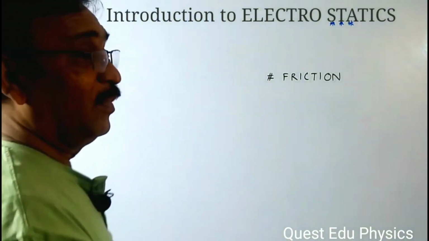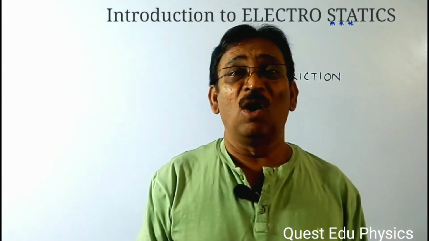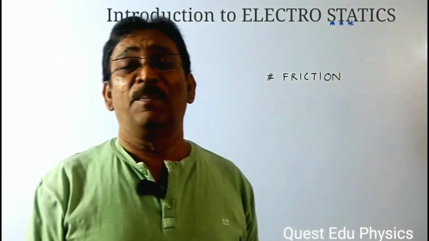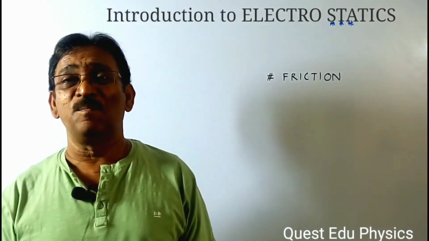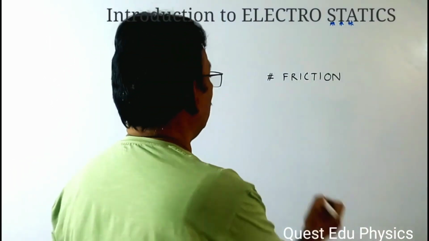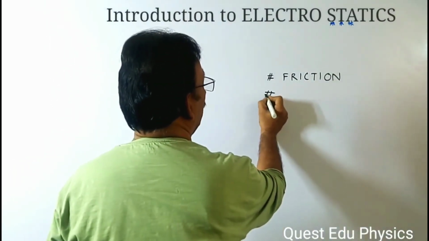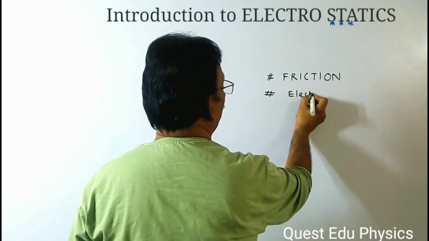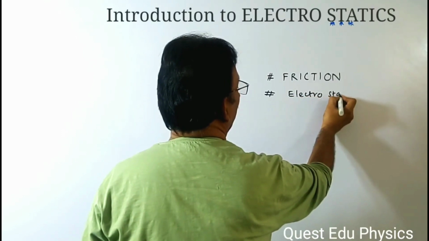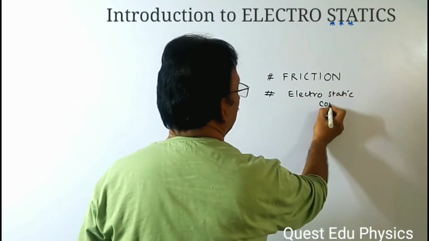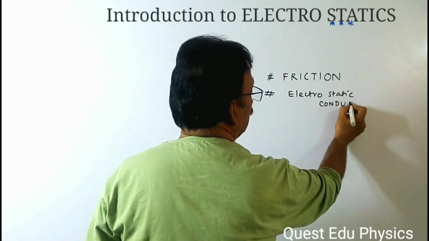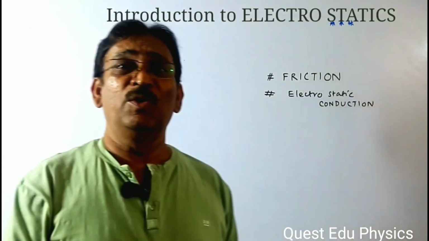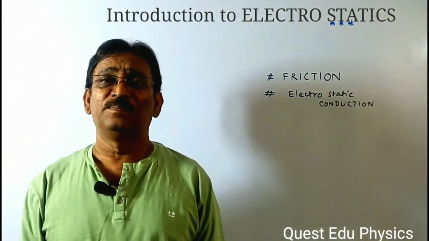Okay students, here I am talking about how the charges are produced. I said by the method of friction you can produce a charge. And what is the second one? Charges can be produced by means of electrostatic conduction. Electrostatic conduction is one more method to produce charges.